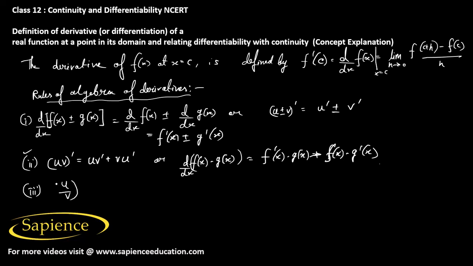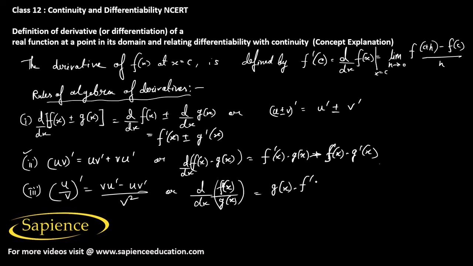So that is u by v whole dash, that is equal to v u dash minus u v dash by v square. Or we can say that d by dx of f of x by g of x is equal to g of x into f dash x minus f of x into g dash x by g of x whole square.